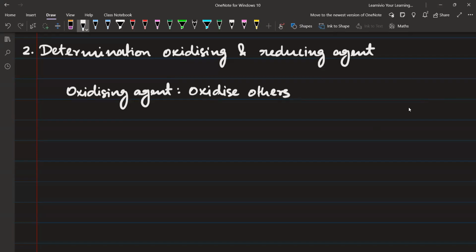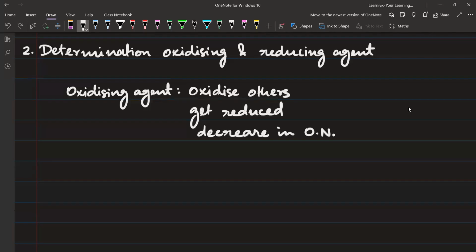Write: oxidizing agents oxidize others, and get reduced. Now when you speak, then we will explain. Now, if the oxidizing agent gets reduced, then there will be a decrease in oxidation state. The oxidation number of the oxidizing agent will decrease in a particular reaction. Decrease in oxidation number.